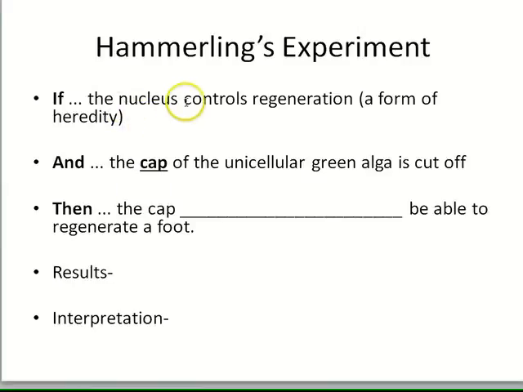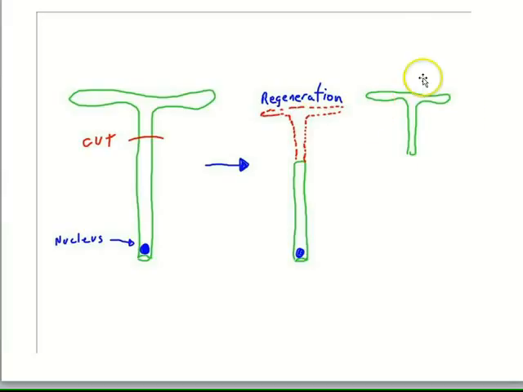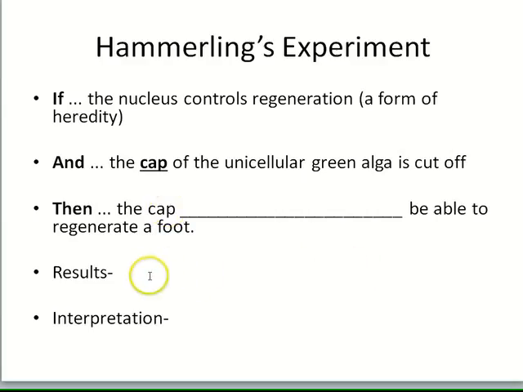Okay, so here's our reasoning. If the nucleus controls regeneration, which is a form of heredity, and the cap of the unicellular green alga is cut off, then the cap should or should not be able to regenerate a foot. Well, since the cap does not have a nucleus, it should not be able to regenerate. So it turns out the results are the same as predicted. The cap does not regenerate anything. Interpretation would be the hypothesis is supported.